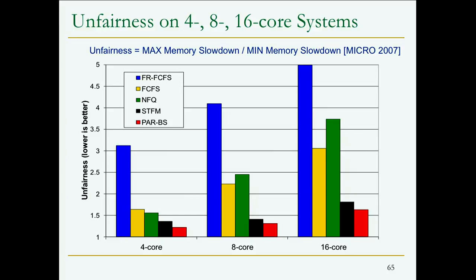It's not bad, but it's not better than first come, first serve, as you can see in some cases, in terms of unfairness. This is stall time fair memory scheduling, which actually gets unfairness to a lower point, but it's still increasing a lot as you increase the number of cores. And this is parallelism-aware batch scheduling. So it basically reduces unfairness significantly compared to stall time fair memory scheduling.